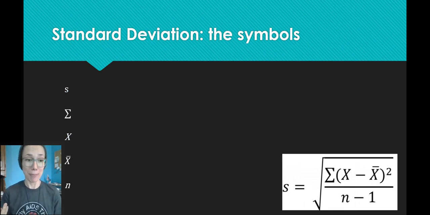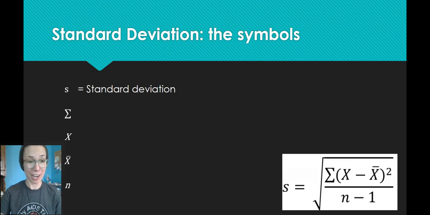The S, as you might imagine, stands for standard deviation. So when we see S equals this massive equation, the S stands for the standard deviation. This is how we are calculating the standard deviation. After we plug in all our numbers, we will end up with the S value. That's what we're figuring out. We're sort of detectives, if you will, trying to figure this out.